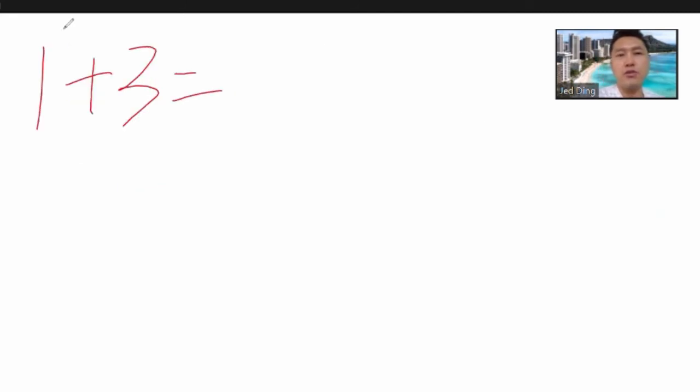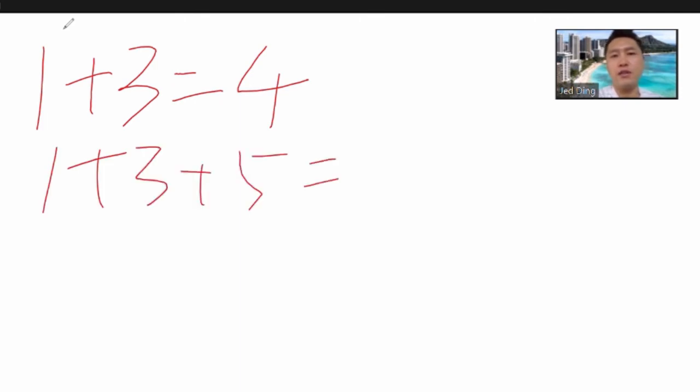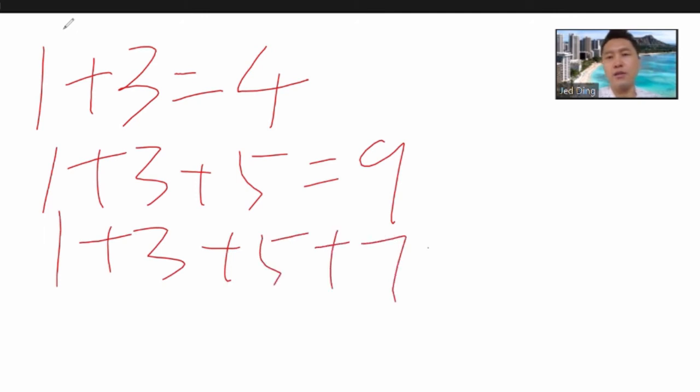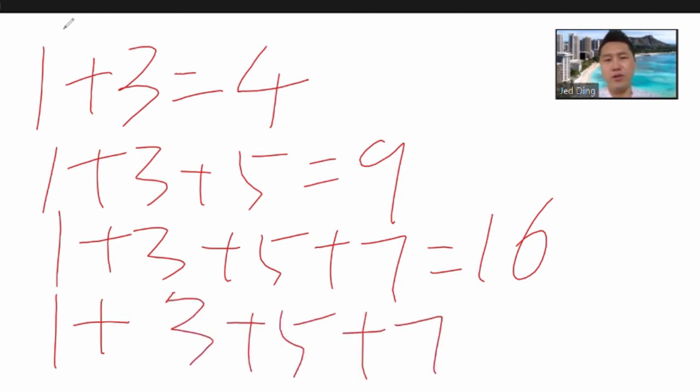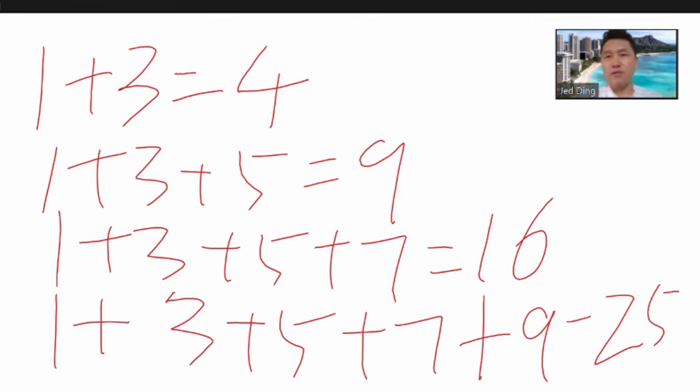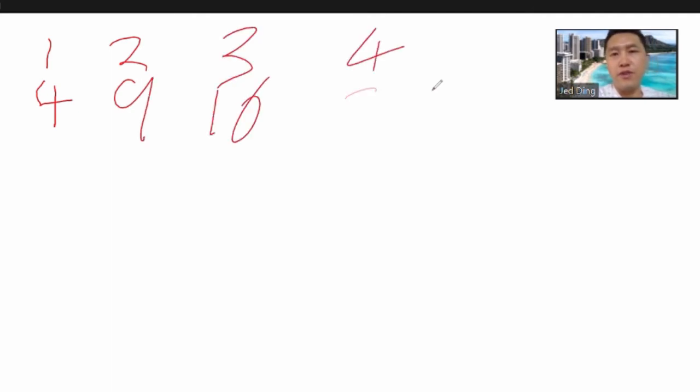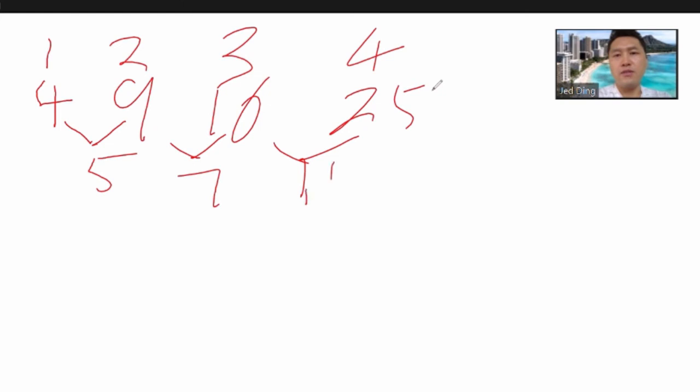The first item equals 4. The second item is 9. The third item is 16, right? The fourth item is 25. So we write down 4, 9, 16, 25 as the first 4 items. Number 1 is 4, number 2 is 9, number 3 is 16, number 4 is 25. Notice the difference. The differences are 5, 7, and 9, right? We can easily conclude the next difference is 11, and the next item will be 36.